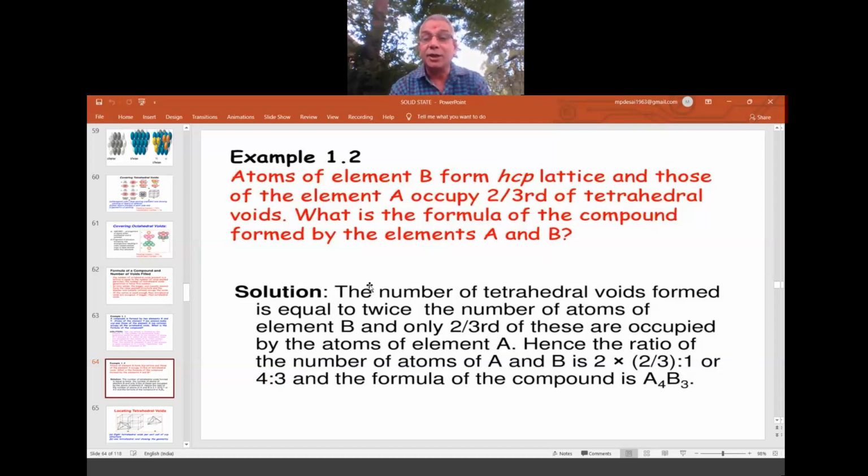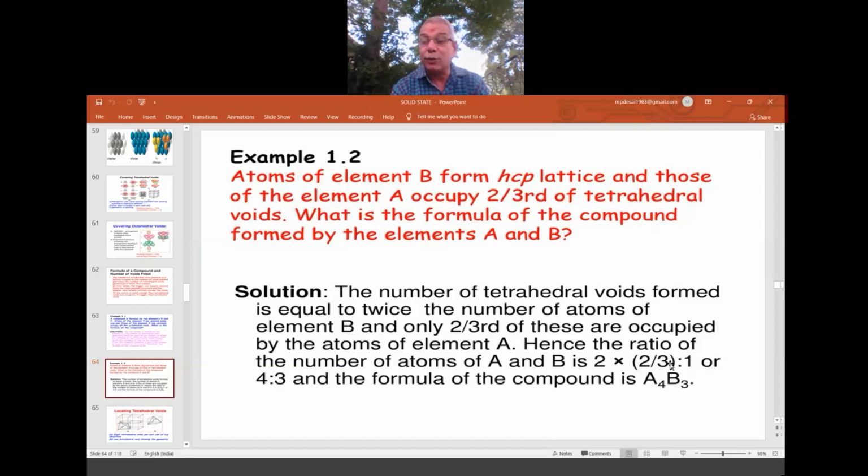The number of tetrahedral voids formed is equal to twice the number of atoms of element B, correct? It is 2n. So this is double, 2n, where n is the number of B atoms. So 2/3 of these are occupied by the atoms of element A. Hence the ratio of the number of atoms of A and B is 2 times 2/3, that is 4 by 3, to only 1 B.